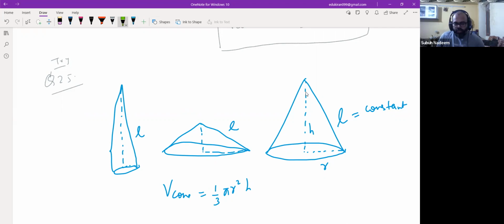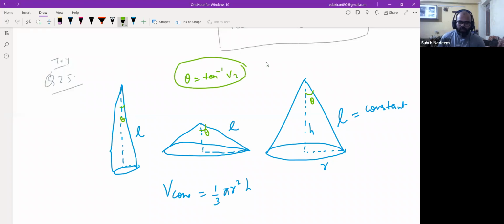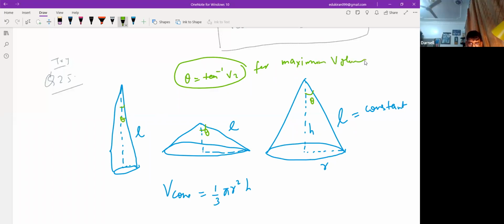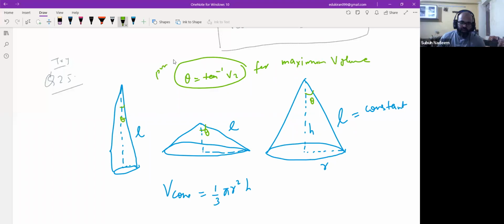Now, semi-vertical angle, let us suppose is theta. Now, for maximum volume, that theta comes out to be tan inverse root 2. That is what we have to prove. Are you understanding this question? Yes, sir. This is what we have to prove.